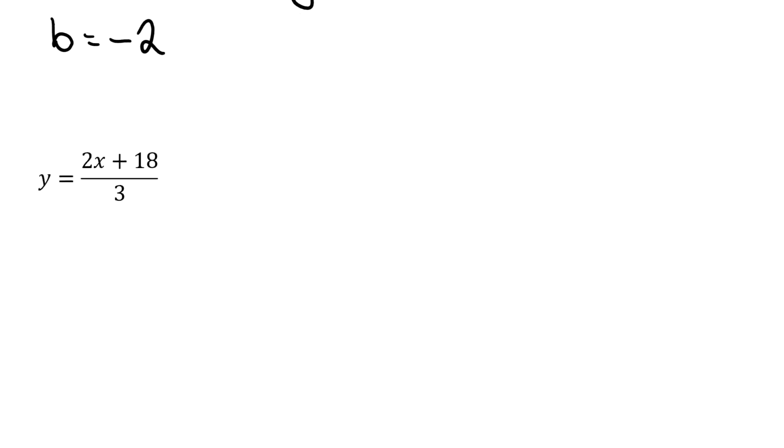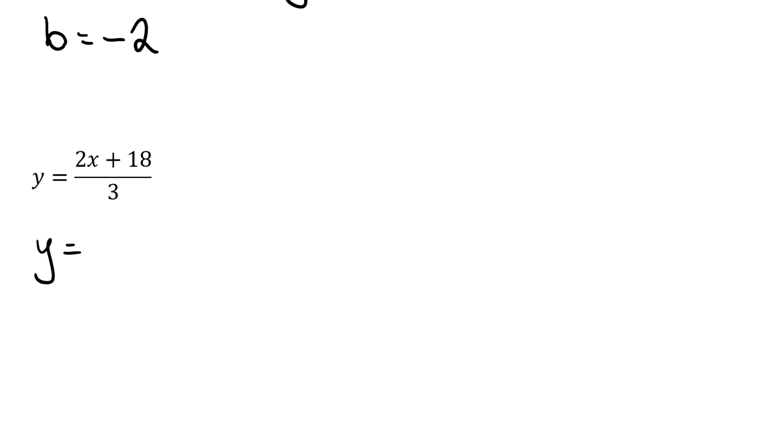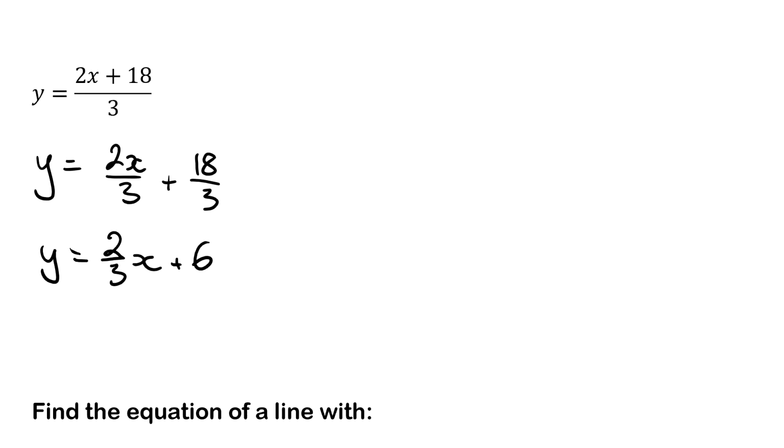That's important. You might come across something like this, and you need to do some little changes first. So I'm going to have them all over 3. And then we can simplify that down a little bit. So 2 over 3x plus 6. So again, the same kind of form where your gradient is the number touching the x or connected to the x, and the solo number out the back is your y-intercept. So m is going to be 2 over 3, and my y-intercept in this case is 6.